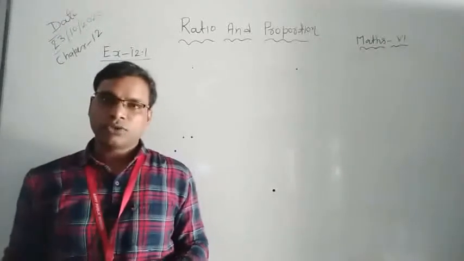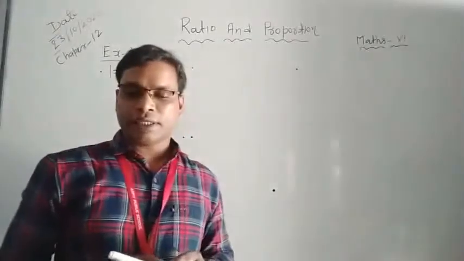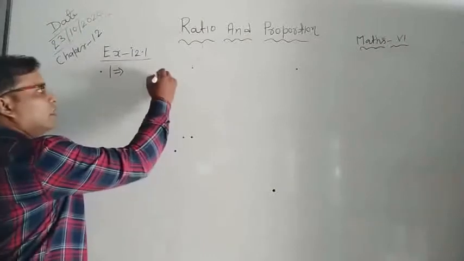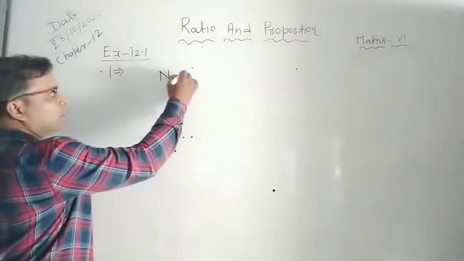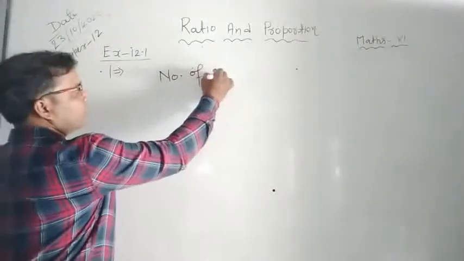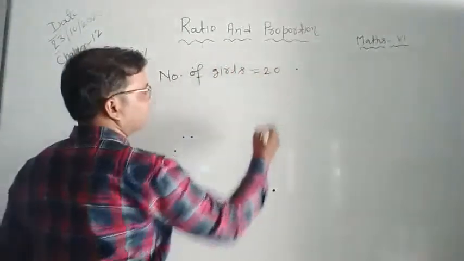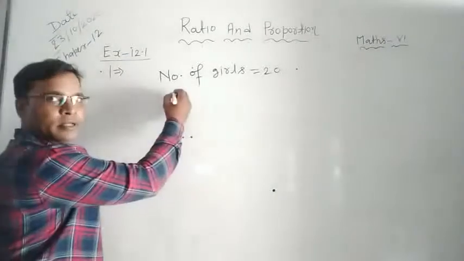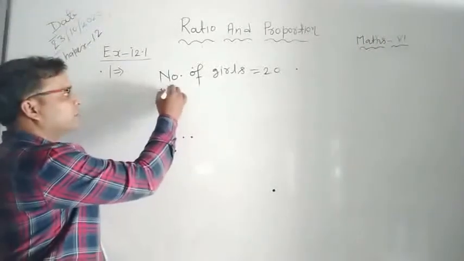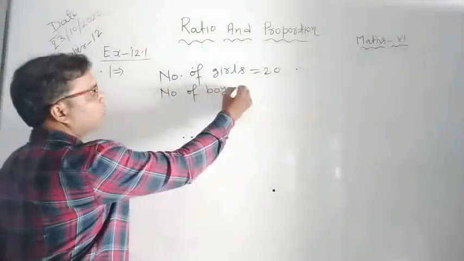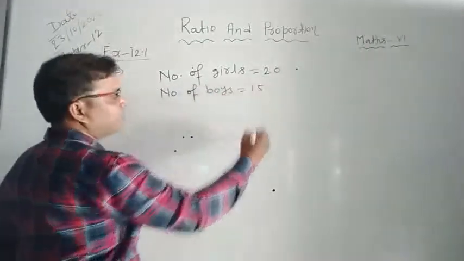Okay, so here what is given? The number of girls is given here. How many girls? 20. The number of boys is equal to 15.